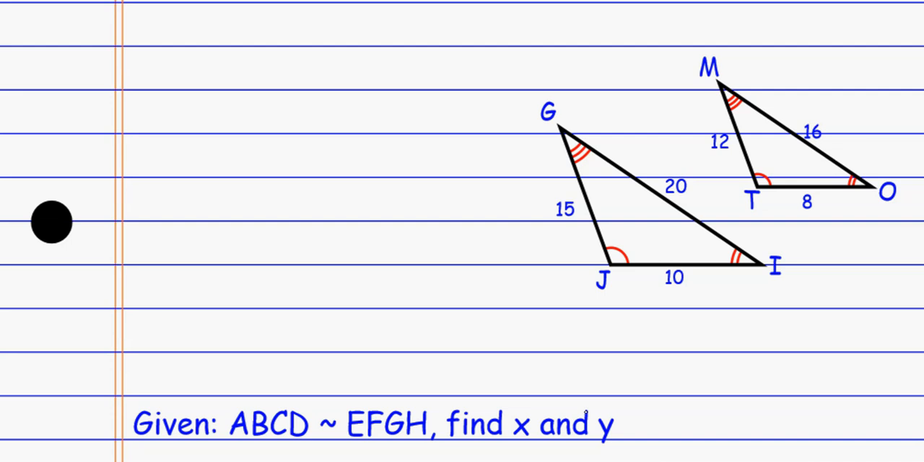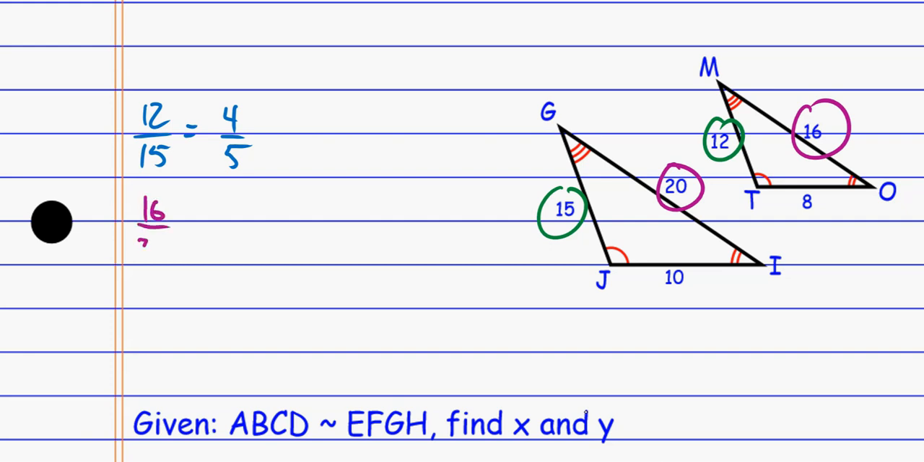So I could start with one of the sides and say, okay, how about the 15 and the 12? And again, last time I did big to small. This time I'll do small to big, 12 to 15. Ready? So 12 over 15, that's the ratio I get for the first set of sides. And of course, that reduces to a 4 over 5. So then I go to the next set of sides and say, okay, how about the 20 and the 16? And once again, I'm going to do small to big, so 16 compared to the 20. 16 over 20. And of course, that reduces to a 4 over 5.